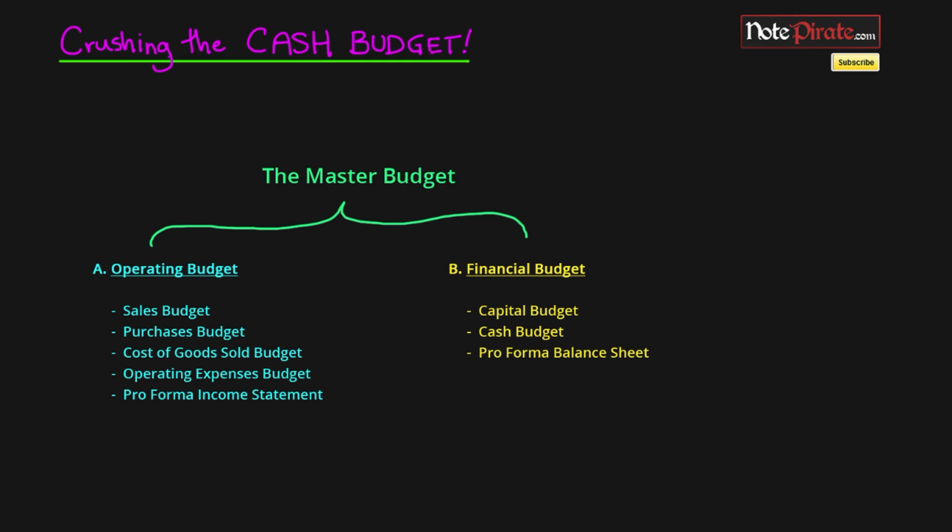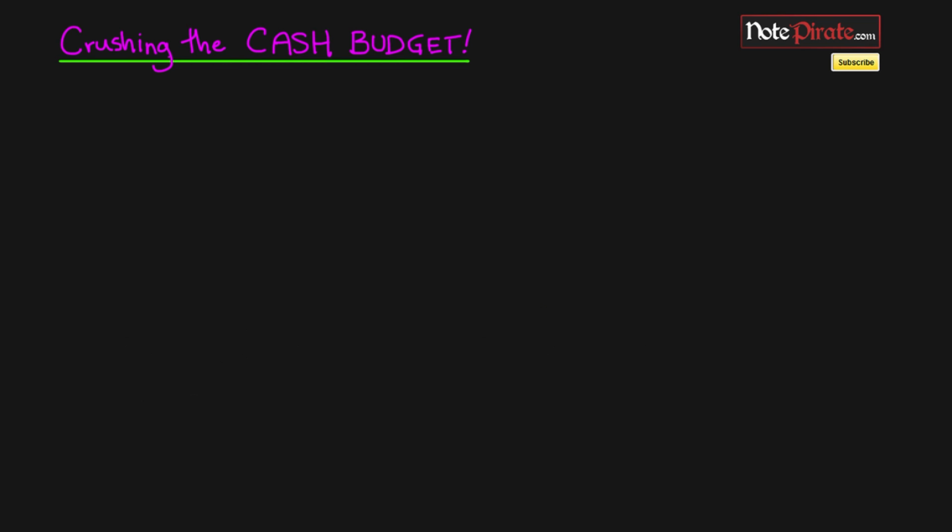The second part is that I wanted to just show you where the cash budget is located in relation to the master budget. As you can see, the cash budget is right there within the financial budget, and the financial budget is within the master budget because, of course, all budgets are contained within the master budget. Now let's go ahead and look at a question.